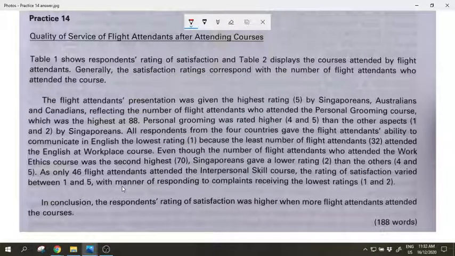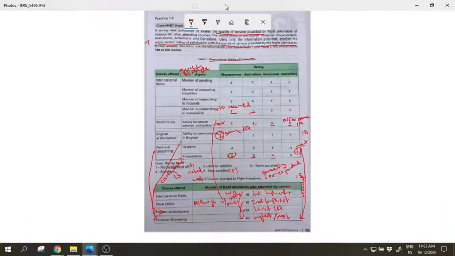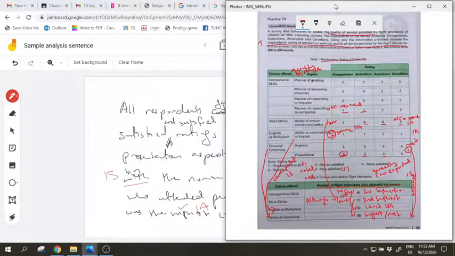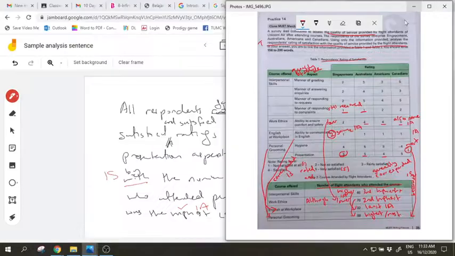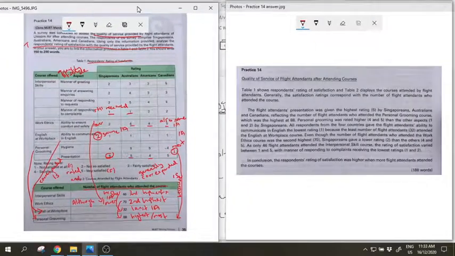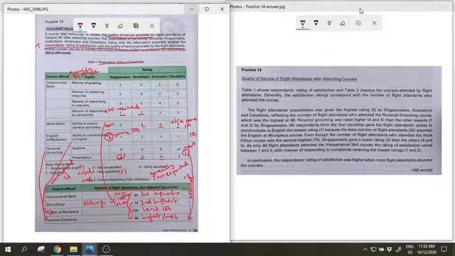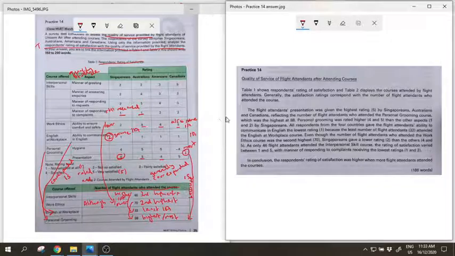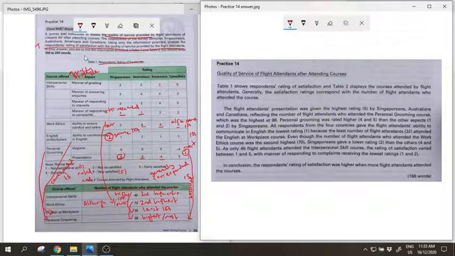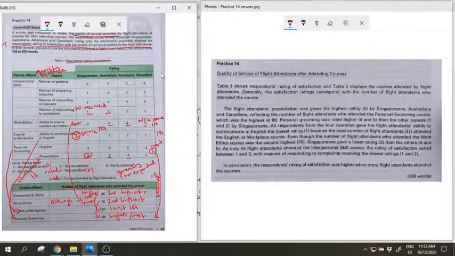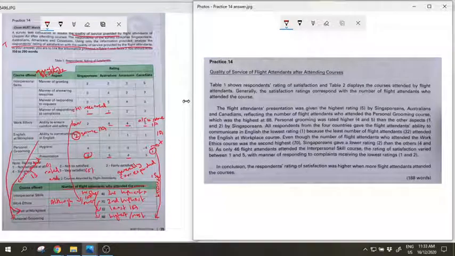So here you can see quality of service of flight attendants after attending courses. Okay, something's missing here. The previous one was the time frame. This time round, there's no time frame. So what is missing? You know, see, maybe it's too small. Some keywords are missing.